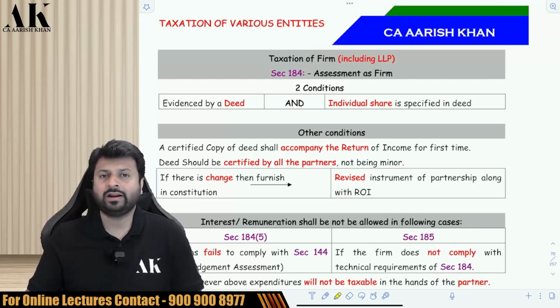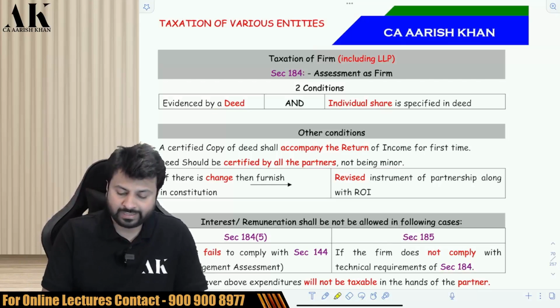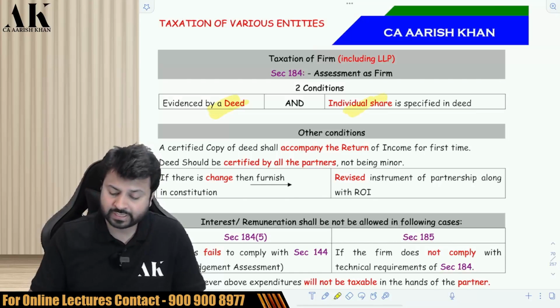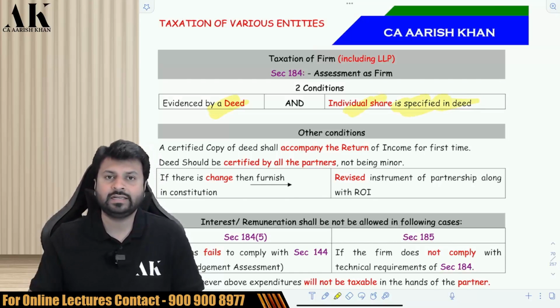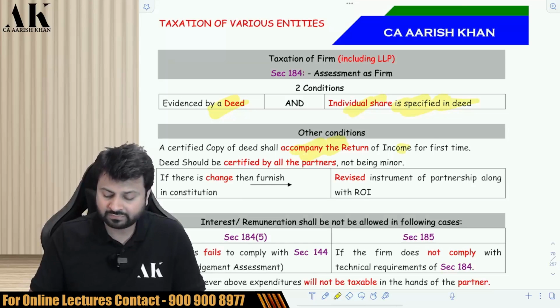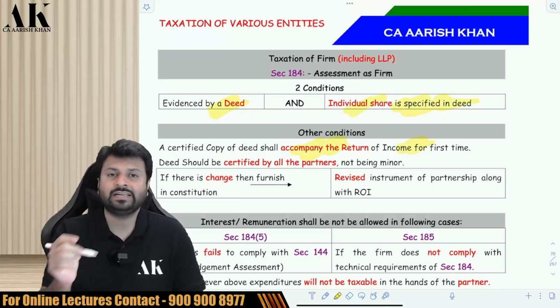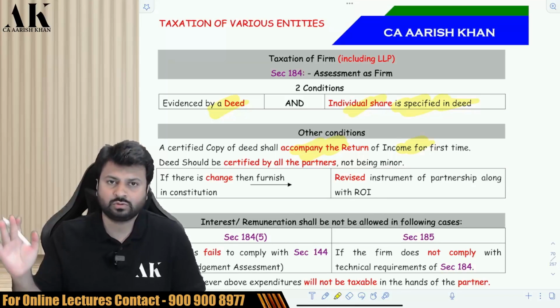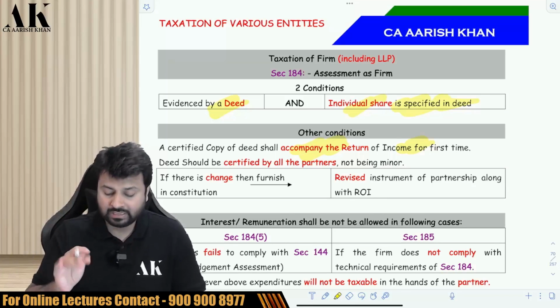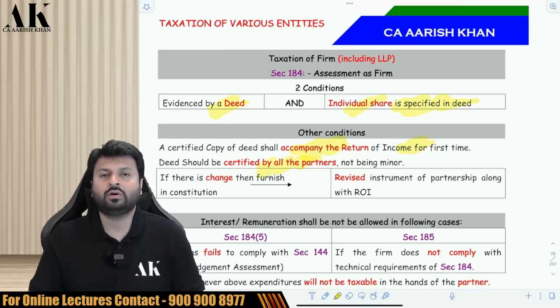But under income tax law, you also have to fulfill certain other conditions. There has to be a deed, and the individual share of every partner has to be mentioned in the deed. When you file the return for the first time, you have to accompany this deed with the return of income. So you have to send this deed along with the return of income. Your deed should be certified by all the partners, not being minors. If a minor partner is not certifying, that's all fine.